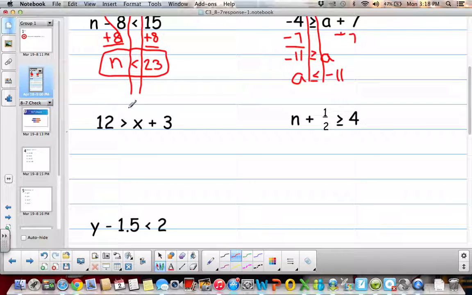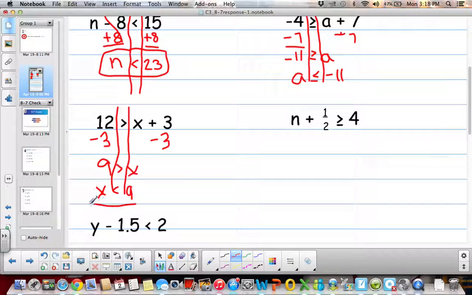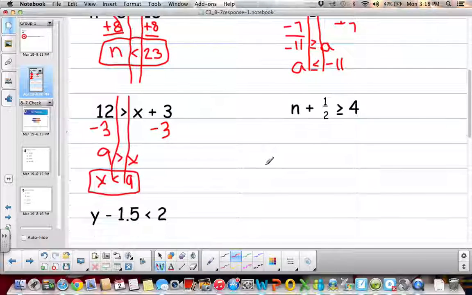Okay, 12 is greater than x plus 3. So we have our x over here. We're going to subtract 3. 12 minus 3 is 9, is greater than x. Flip it around, then we have x is less than 9. Okay, pause me and do these next two on your own.